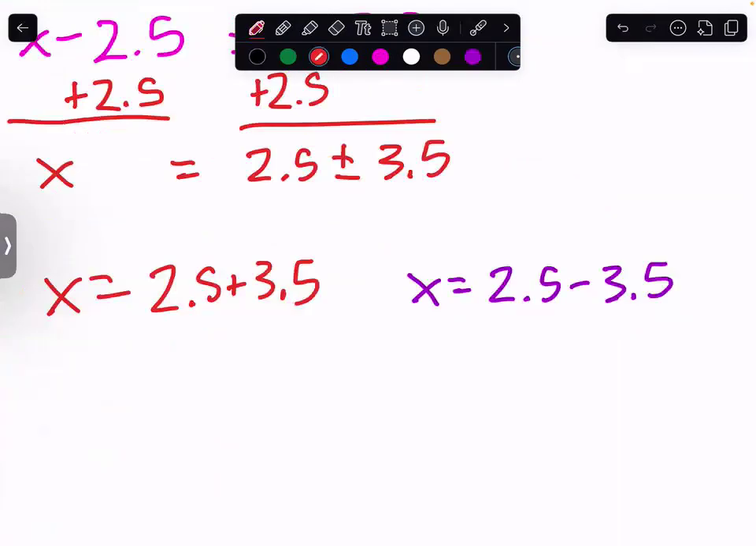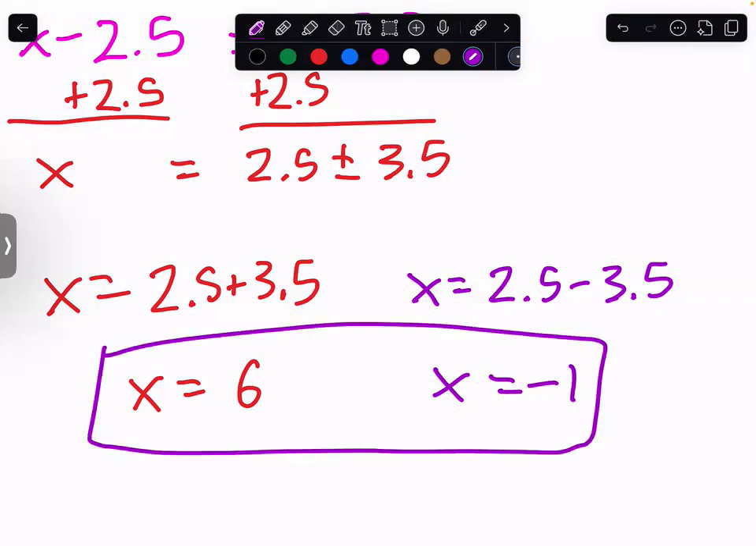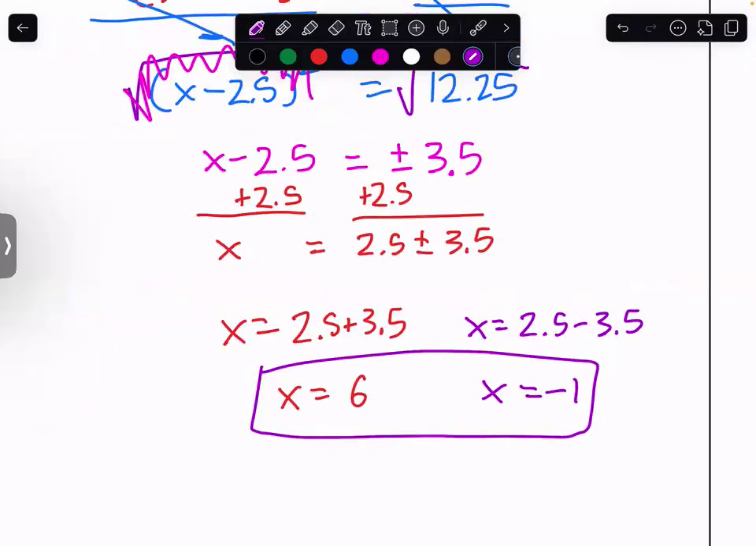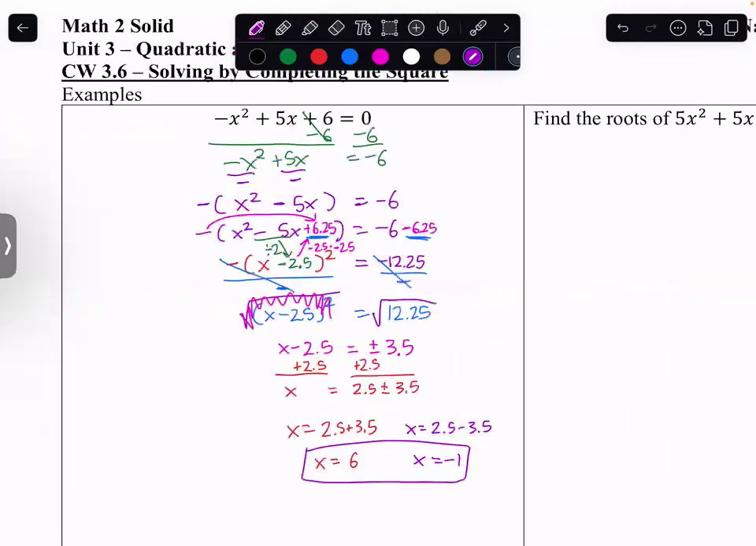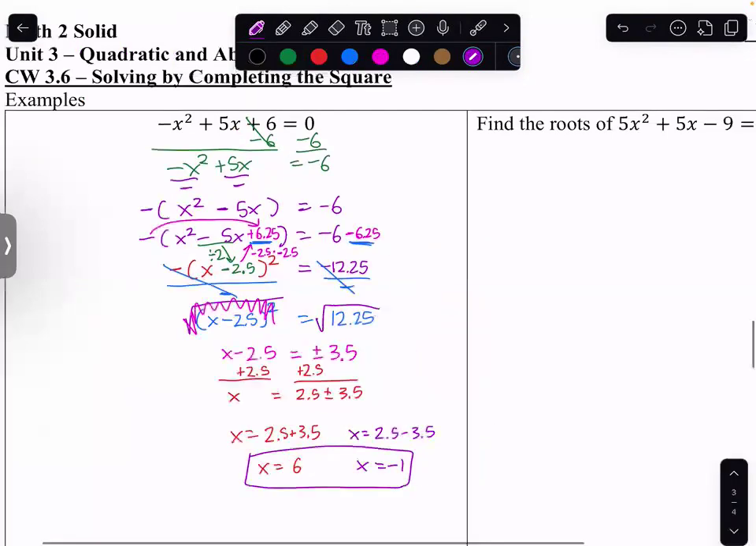Okay, so now we can actually add them together. 2.5 plus 3.5 would be 6. And over here, 2.5 minus 3.5 would be -1. Okay. So questions on this one? Okay, let's try one more together.